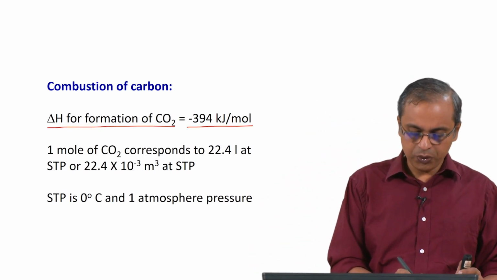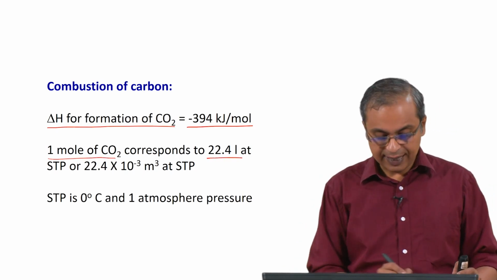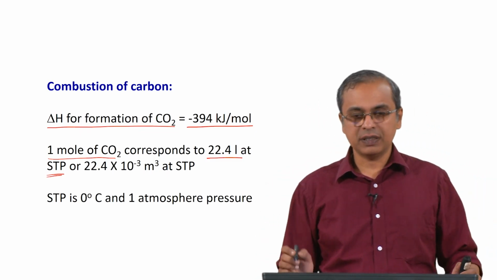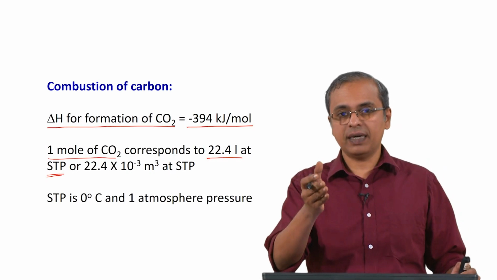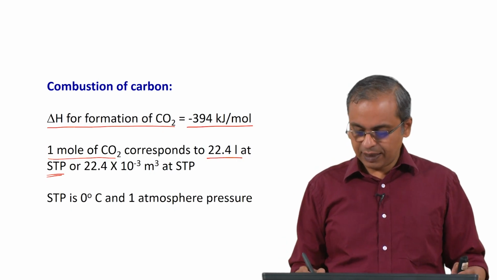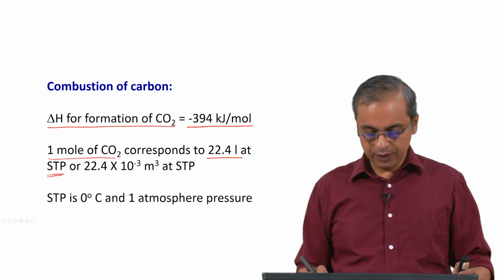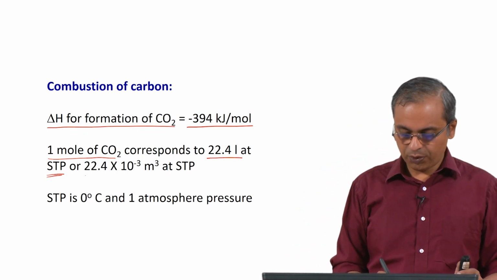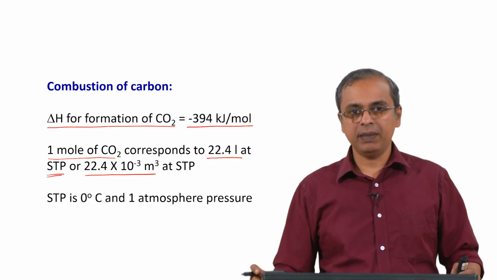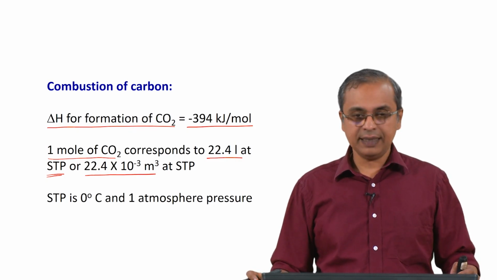Now, 1 mole of CO2 corresponds to 22.4 liters at STP. Remember that this is STP. Since other calculations we have done are in meter cube, the volume of the troposphere that we calculated was in meter cube, I will simply convert these liters into meter cube. 1 liter is 10 power minus 3 meter cube. So, 22.4 liters is 22.4 into 10 power minus 3 meter cube. So, that many meter cube is what 1 mole of carbon dioxide will correspond to at STP.